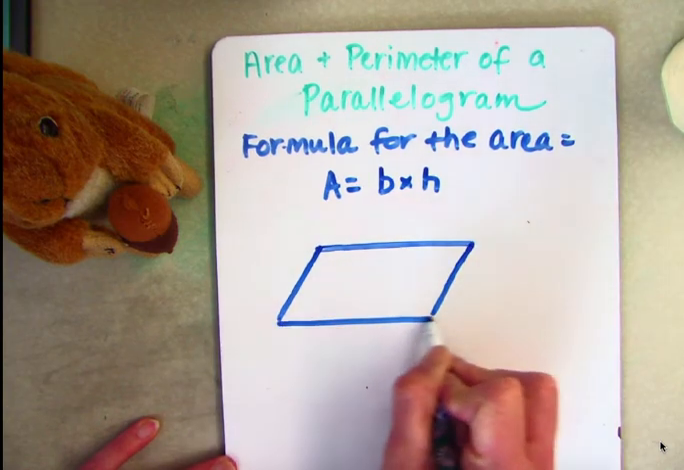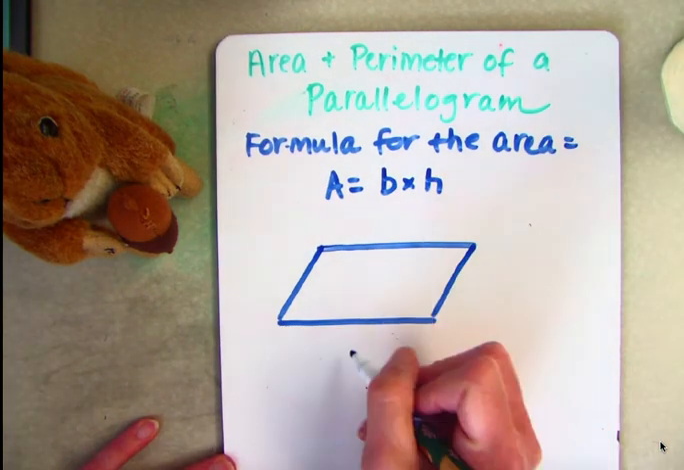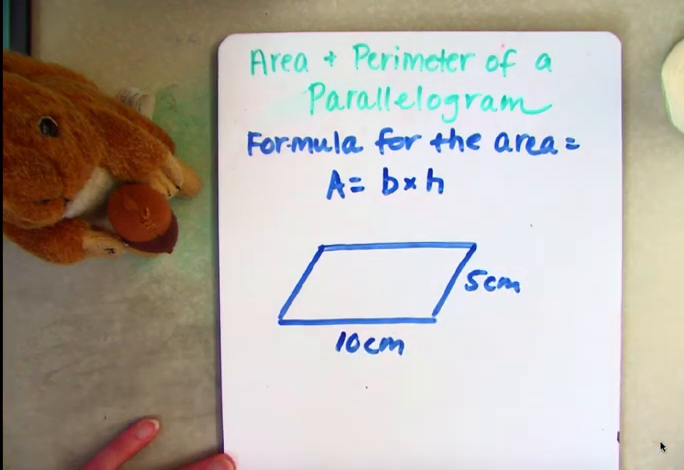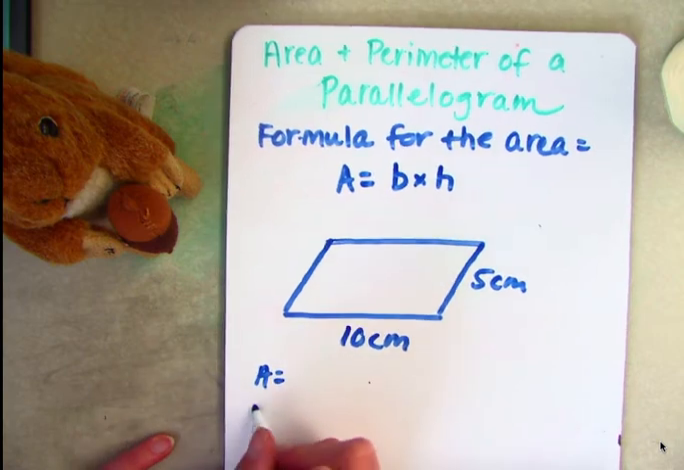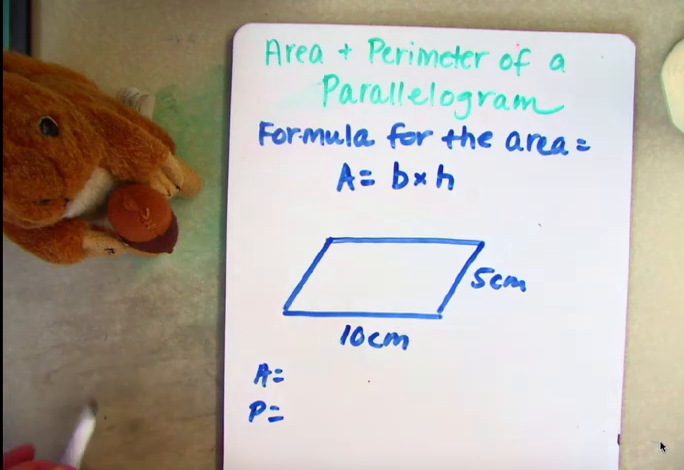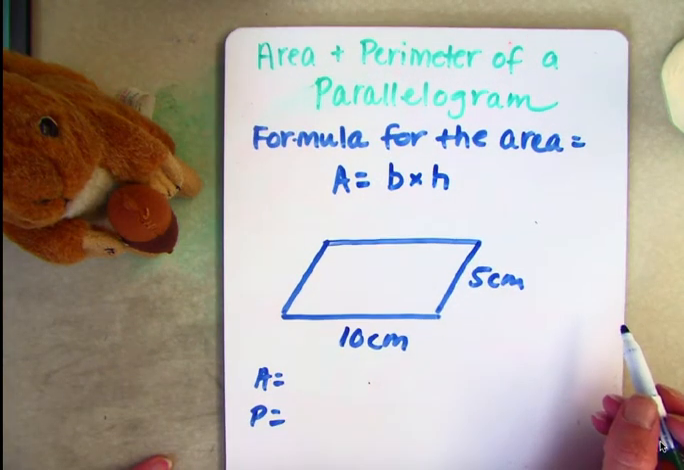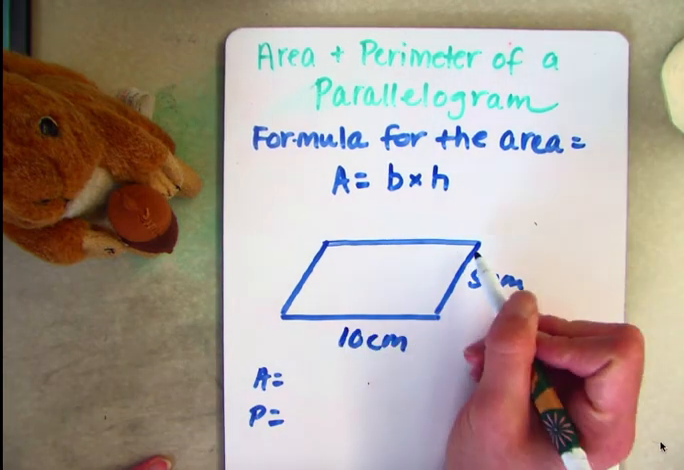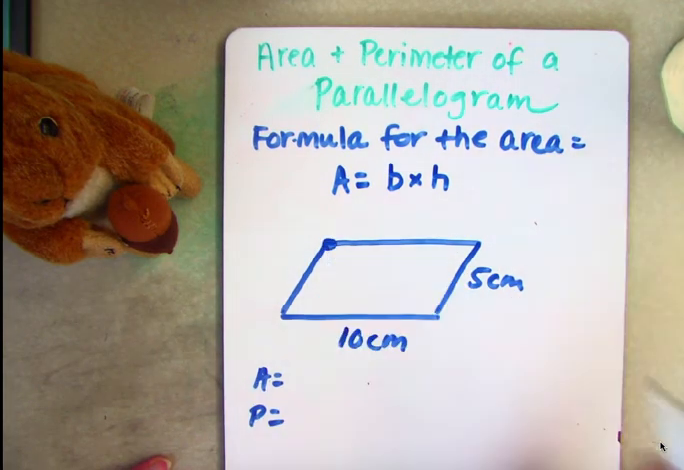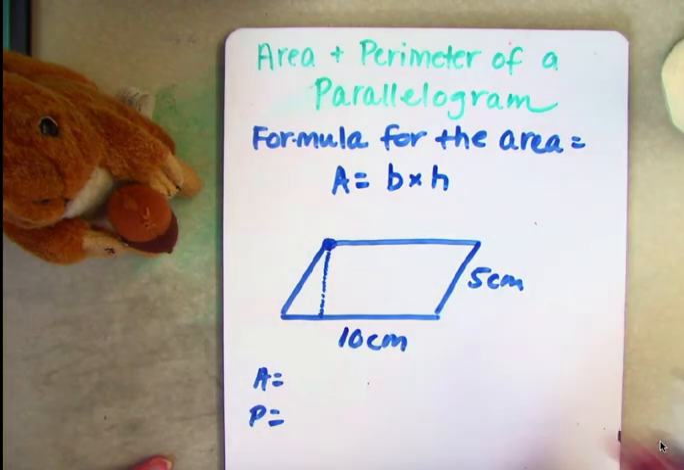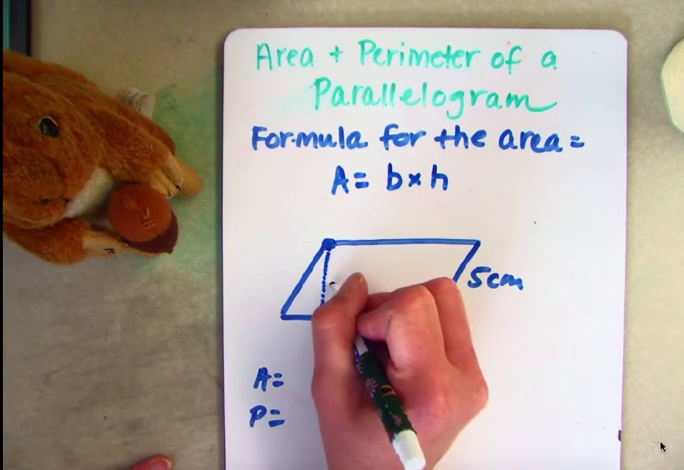Let's say that we have a parallelogram and this is 10 centimeters and this is 5 centimeters. What would be the area and what would be the perimeter? So with area, remember what we need to do is we need to find a right angle. You always need a right angle to work with because that's going to be your height. So you can grab this one right here, this vertex, and draw a little dashed line straight down. I always make the right angle sign to help me remember. And this is going to be my height.